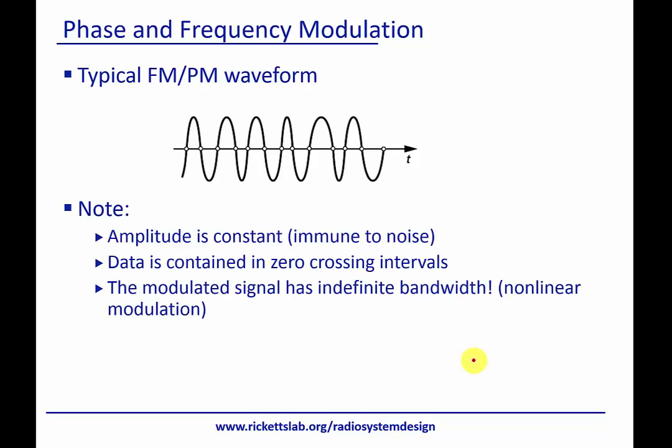A couple comments. Typically in phase and frequency modulation, the amplitude is constant, which makes the signal immune to noise, which is good. The data is usually contained in the zero crossing intervals, and one bad part is that, because remember it's cosine of phi of t, or we're modulating phi of t, this is a nonlinear function, therefore our bandwidth tends to be very large.